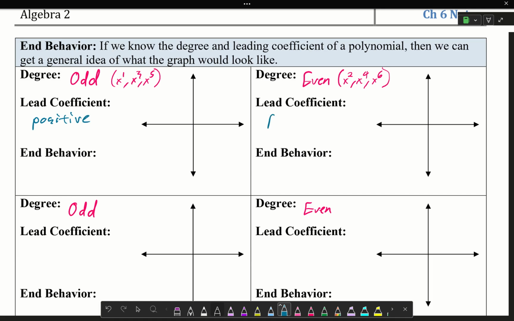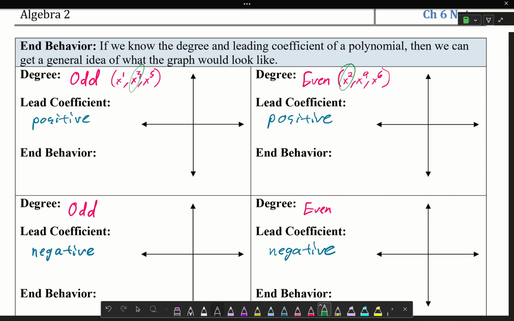Okay, we do positive on both of these top ones. Or the leading coefficient being negative, as we saw in our previous sketches. Okay, just from these two pieces of information, we can generally tell what the end behavior is going to be. So as an example here, I'm just going to choose the third degree for these odds, and the second degree for these evens.